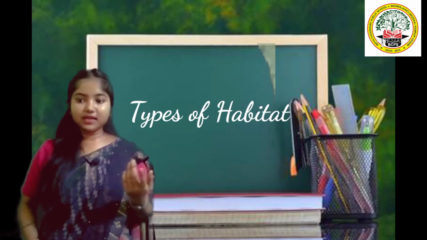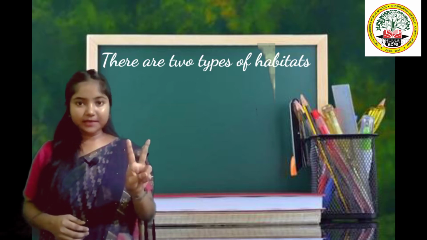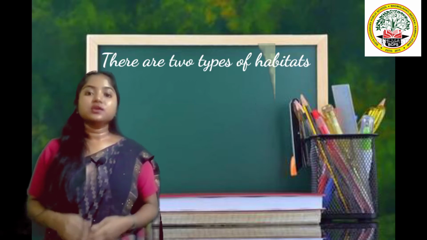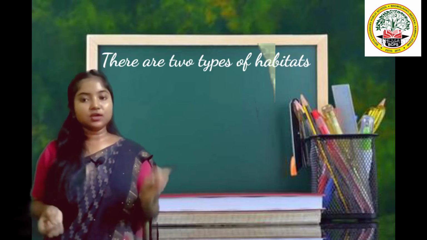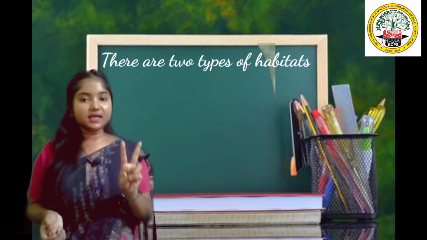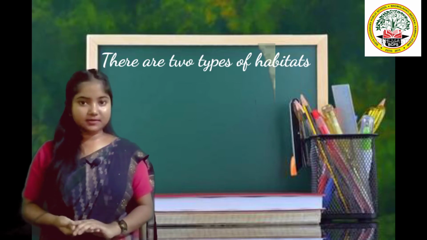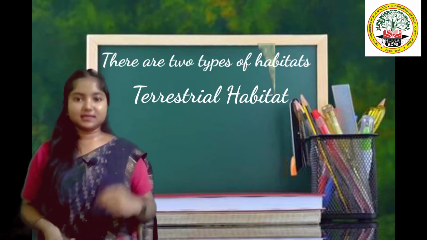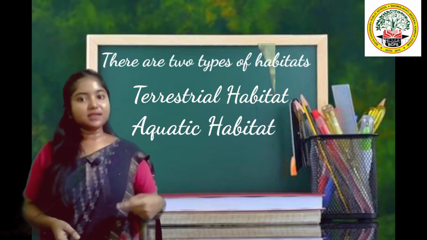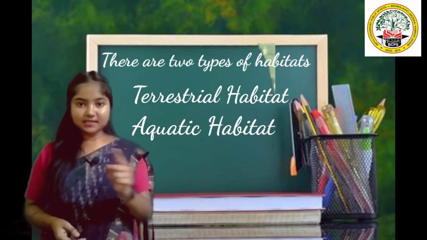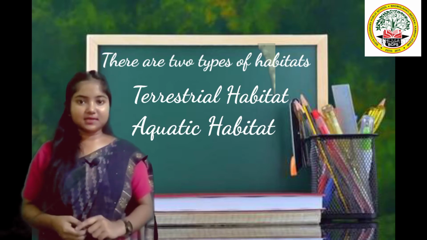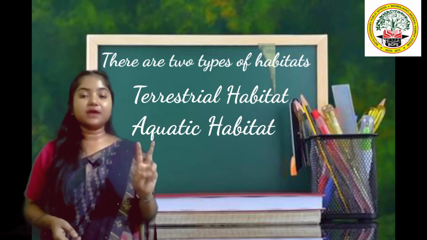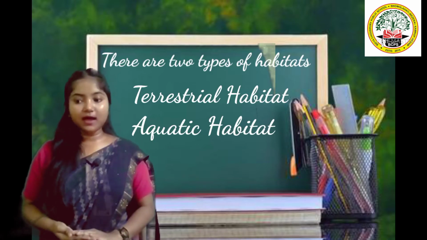Now see what is given in the text. The two main types of habitat found on the earth are: number one, terrestrial habitat, and number two, aquatic habitat. These are the two main types of habitat which are found on the earth.